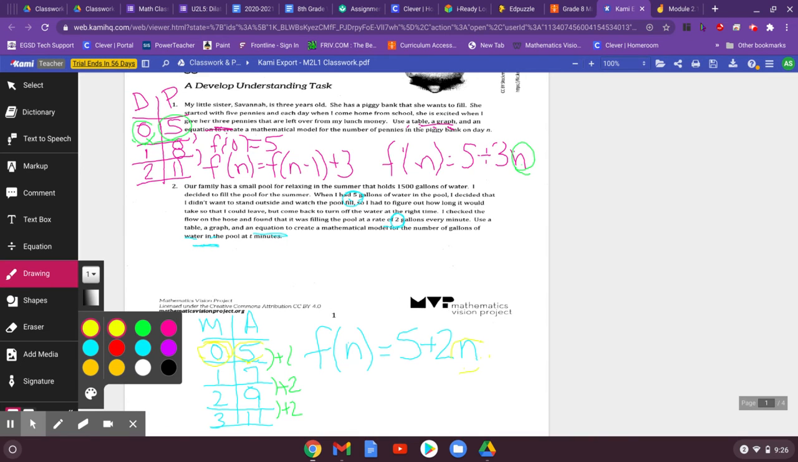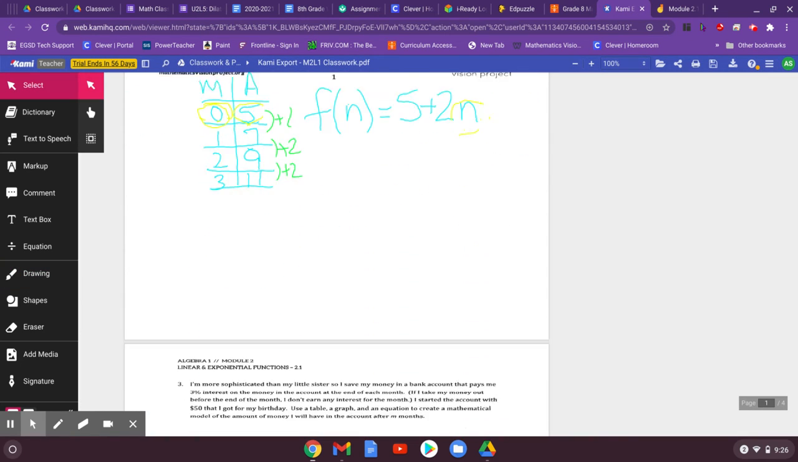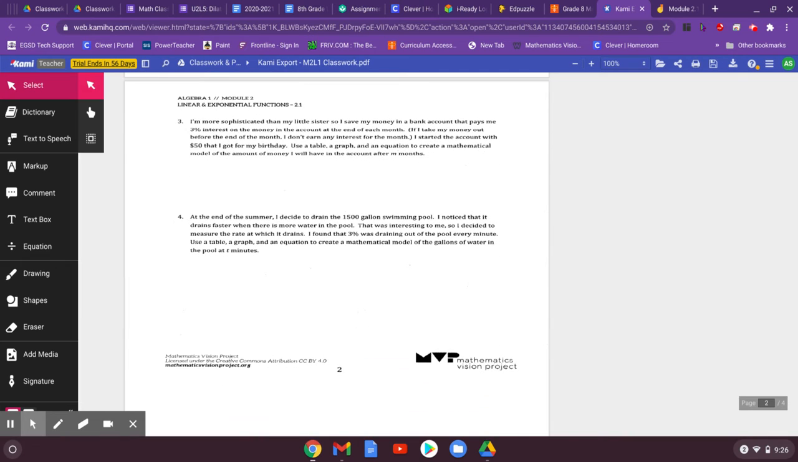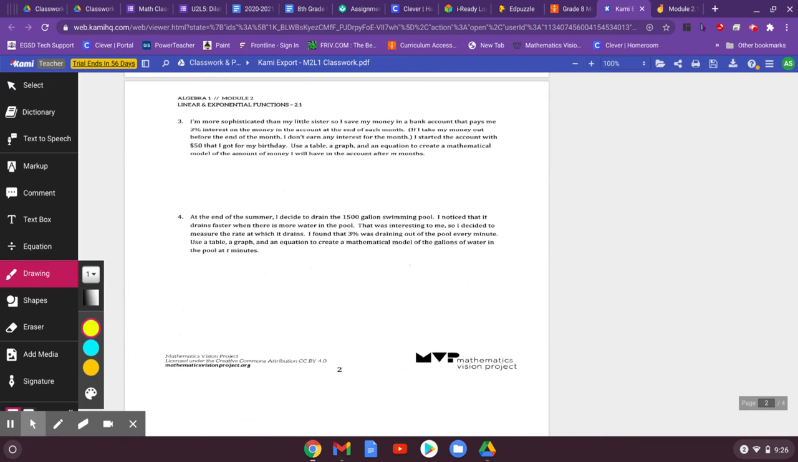Let's go back and look at the next problem. 3, I'm more sophisticated than my little sister, so I save my money in a bank account that pays me 3% interest on the money in the account at the end of the month. If I take the money out before the end of the month, I don't earn any interest for the month, so it's only once a month that they put in the money. I started the account with $50 that I got for my birthday. Again, a table, graph, an equation to figure out kind of what he is at whatever month we choose.